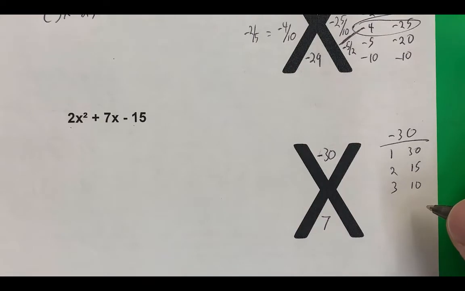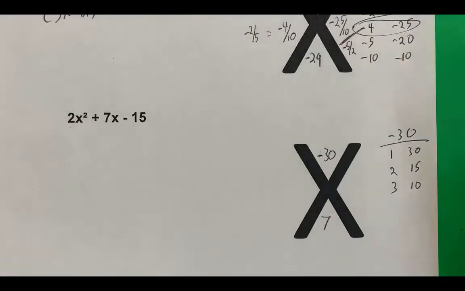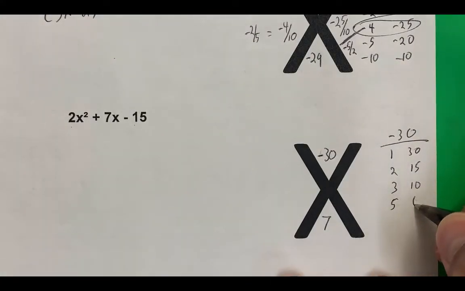I believe that's it. If I'm ever unsure, I can always check my factor sheet. Did I get it right? Oh, I forgot one, 5 and 6. Even the math teacher. All right, so we've got that.